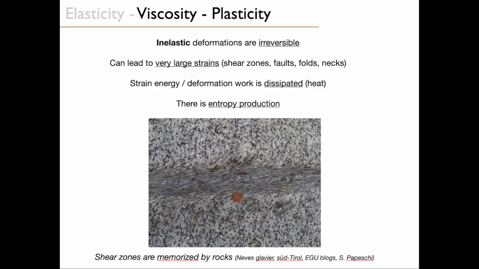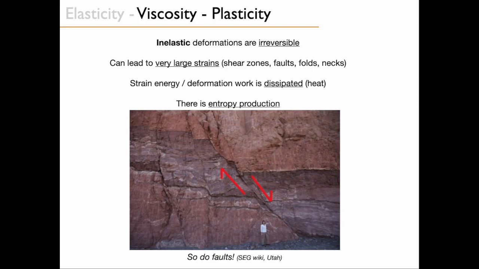Another example here at the smaller scale, this is a shear zone taken in Neves Glacier, Südtirol. You see that shear zones are recording the localization of deformation inside the rocks, and the same, these are permanent deformation. So another example of permanent deformation is the occurrence of faults. So you see a beautiful example of a fault on this picture here. We have a normal fault here, and this deformation is also permanent.